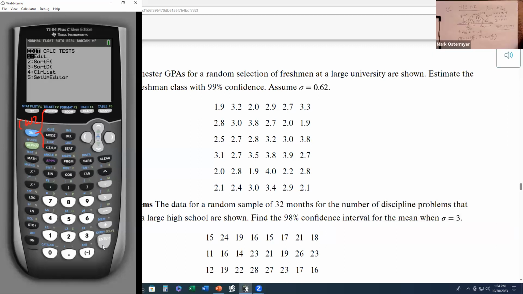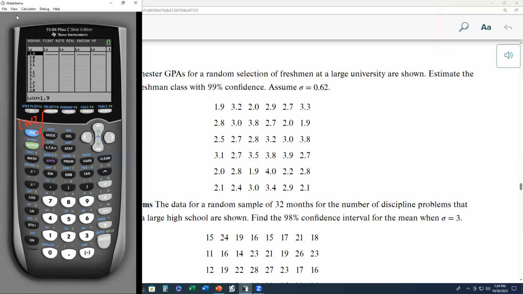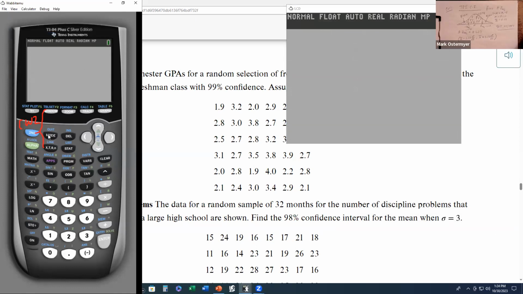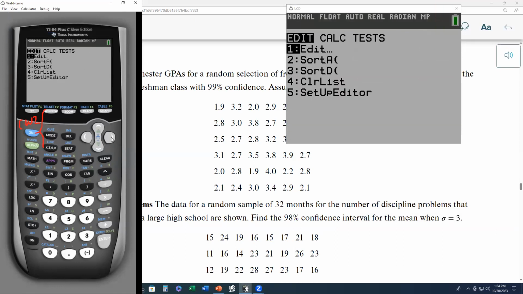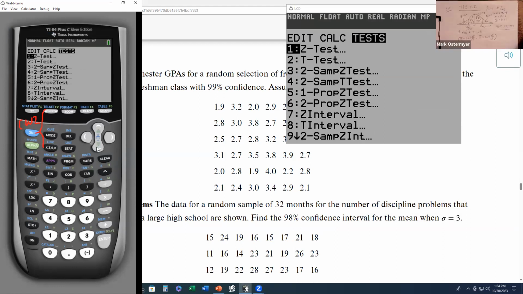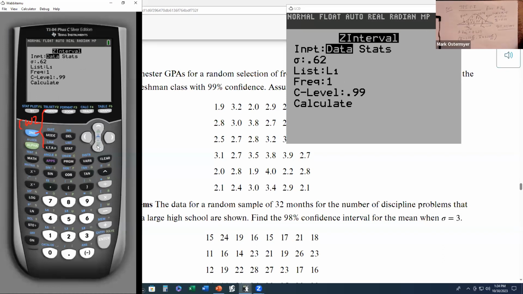Well, first of all, I typed all my data in. You see that first? I put all the data in list 1. So then we're good on that. Then you just go back to stat, tests, and then you got to go down and get the Z interval function, number 7. Hit enter. And then you want to select data because we have a raw data set here. We don't have the sample statistics handed to us, like the sample mean, X bar.